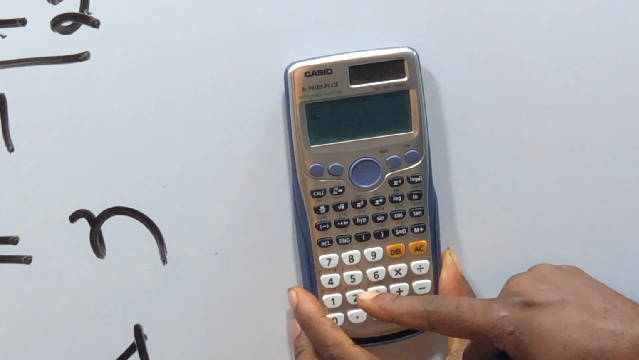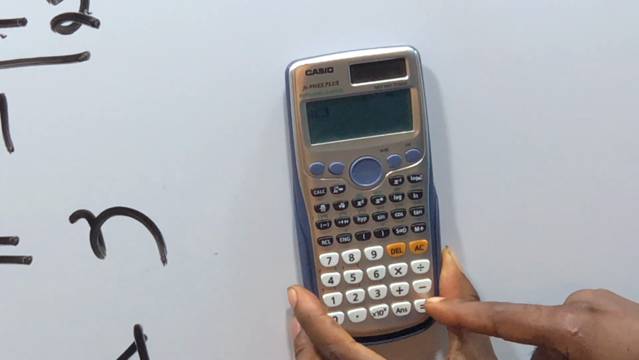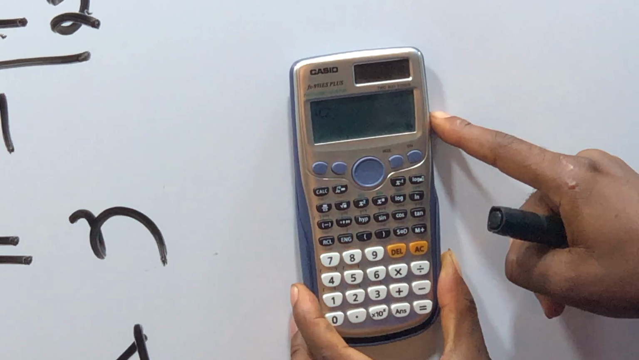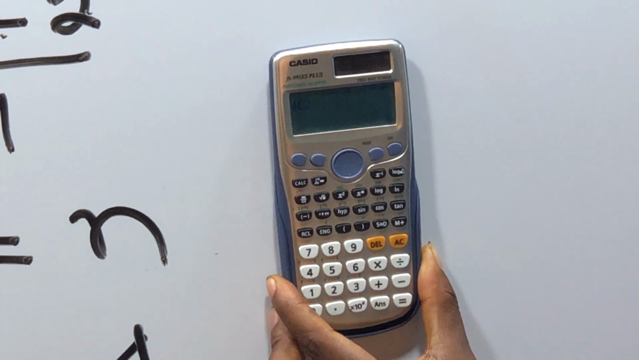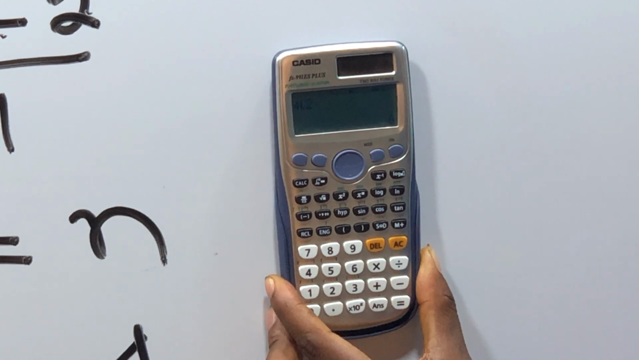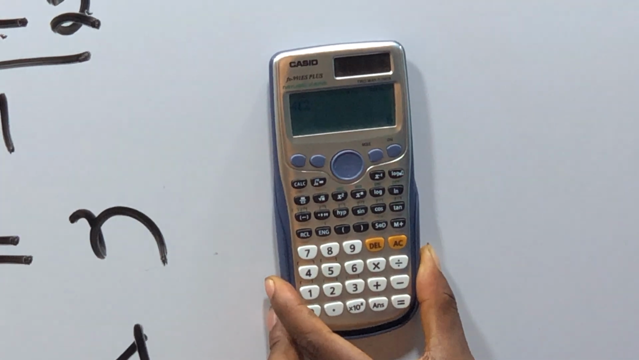Then next is to punch 2. I will now punch 2. Finally punch equal to. Can you see the result that the calculator is giving to me is 6? Am I communicating? So which means to the left, the answer is 6. Then let us move to permutation, which is to the right now.